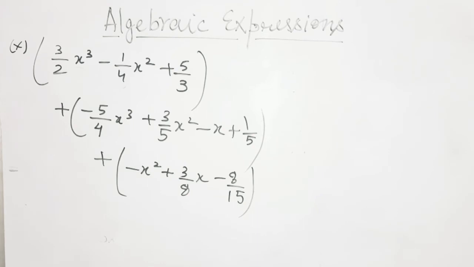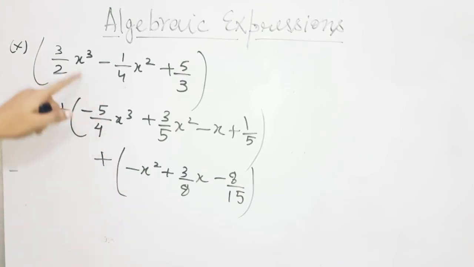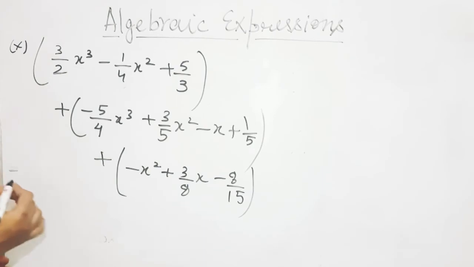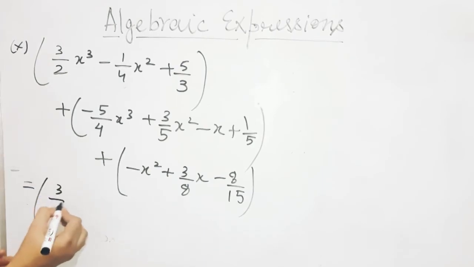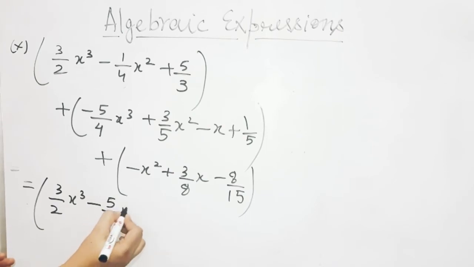Now as you all can see, this one is having x cube, this one is also having x cube, but the third algebraic expression is not having any term that is containing x cube as a literal factor. So once we add all the x cubes, since there is no term here, there is no need to add anything from here, because we have to add all the like terms together. So collecting the like terms together, it will be 3 upon 2 x cube minus 5 upon 4 x cube. Now don't keep them in the bracket.